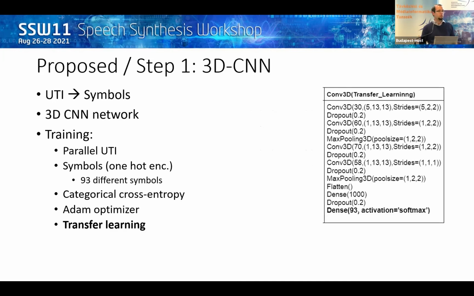In the proposed system, which is doing the recognition to text part, in the first step, from the ultrasound tongue images, we are converting this to symbols, which are basically the text or phoneme representation. So these are the Hungarian symbols. Again, for this, we can use the same data. And here we have 93 different symbols, which are representing the Hungarian short and long vowels and consonants. The only change compared to the previous 3D CNN is that now we have softmax output and 93 neurons in the last layer.